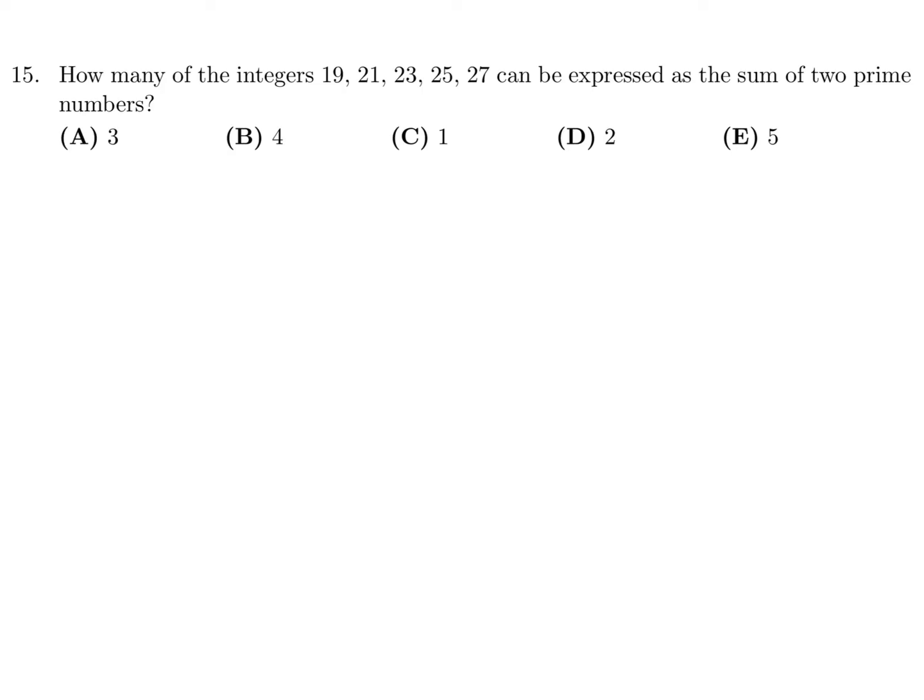How many of the integers 19, 21, 23, 25, 27 can be expressed as a sum of two prime numbers? First, let's write out all the primes that go up to 27. And of course, you should have these memorized. And now let's see if we can make these numbers the sum of two primes.